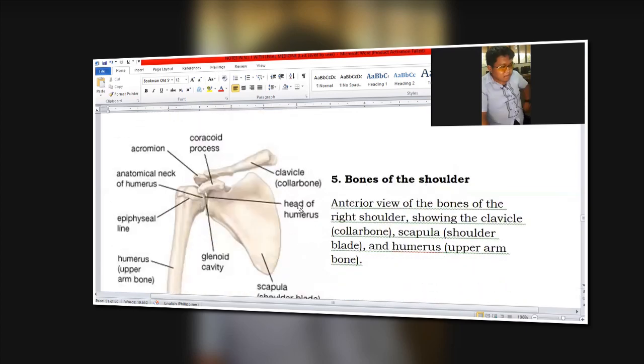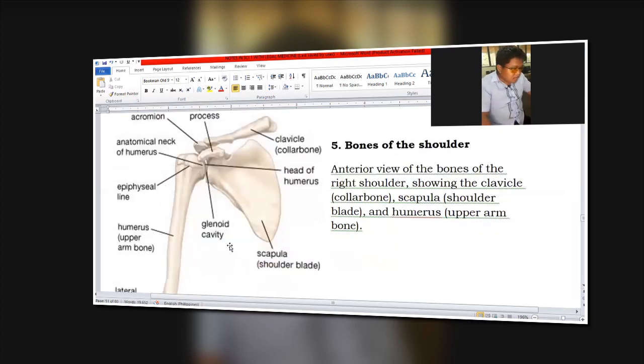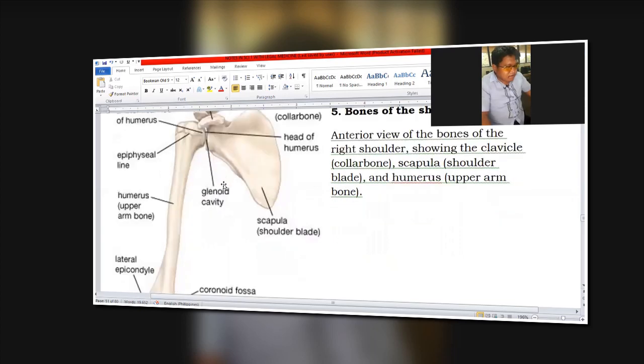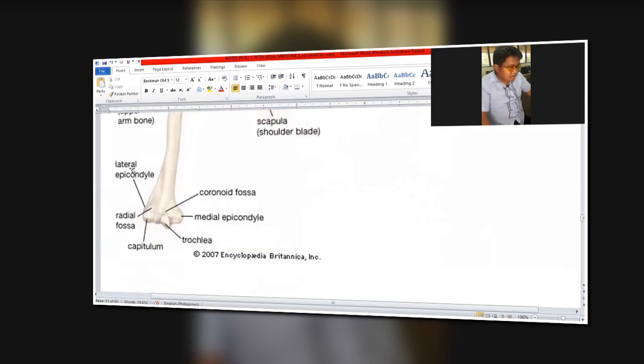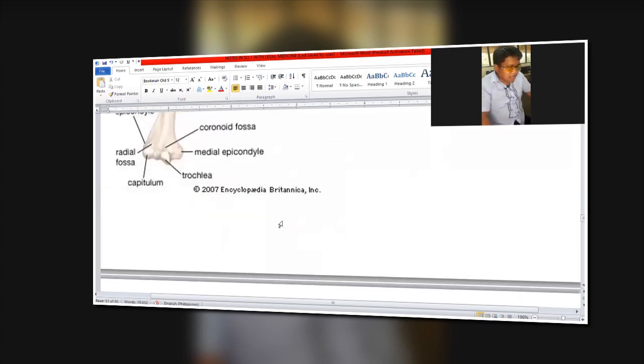Then bones of the shoulder. That is the coracoid process, acromion, anatomical neck, clavicle or collarbone, glenoid cavity, scapula. The one at our back is the scapula, the shoulder blade. Please take note of these parts. Lateral epicondyle, radial fossa.